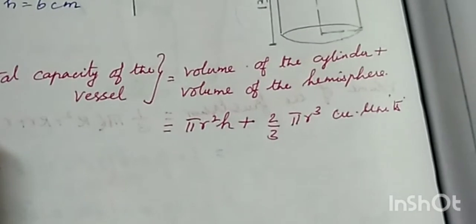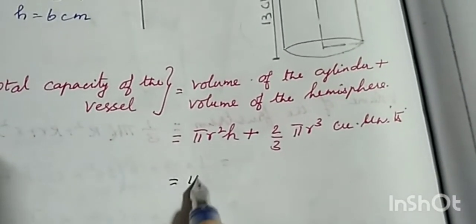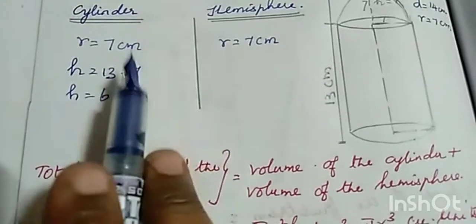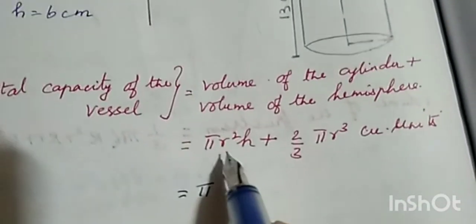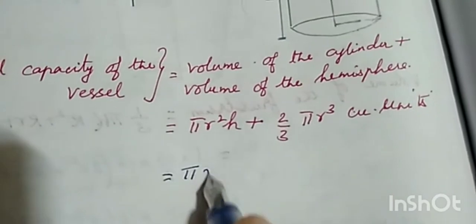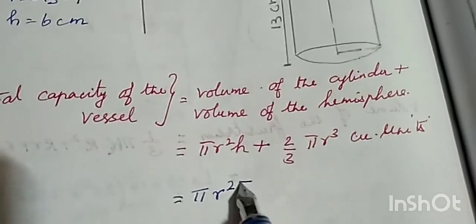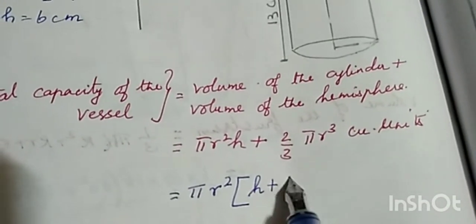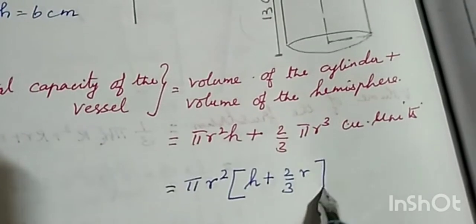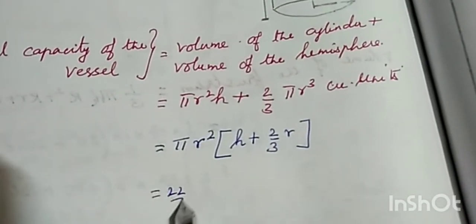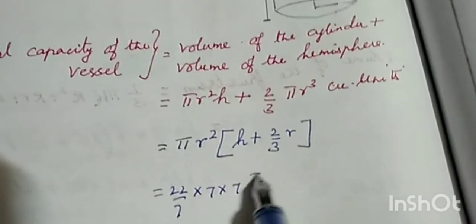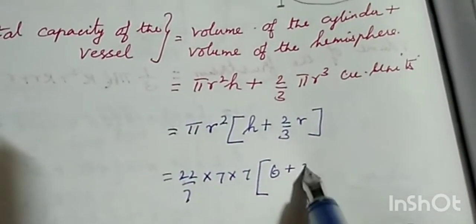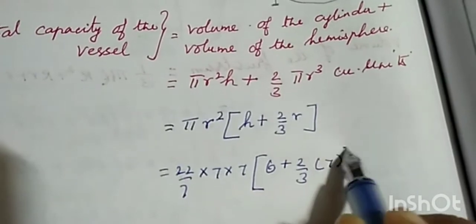Now I can take pi common outside. Radius of the cylinder and radius of the hemisphere both are same, so I can take r squared outside, and height cannot be taken outside. h plus 2 by 3 r will be inside the bracket. Now 22 by 7, radius is 7, so 7 into 7, height of the cylinder is 6 centimeter plus 2 by 3 into 7 again.